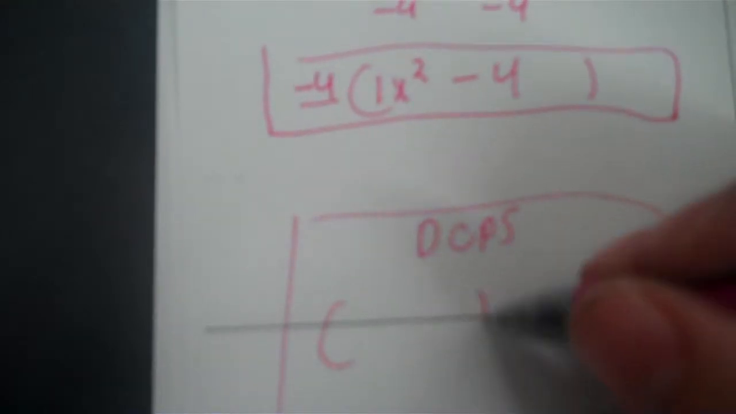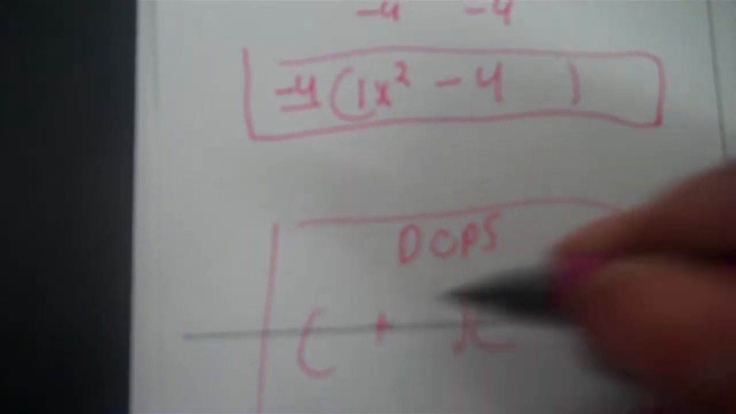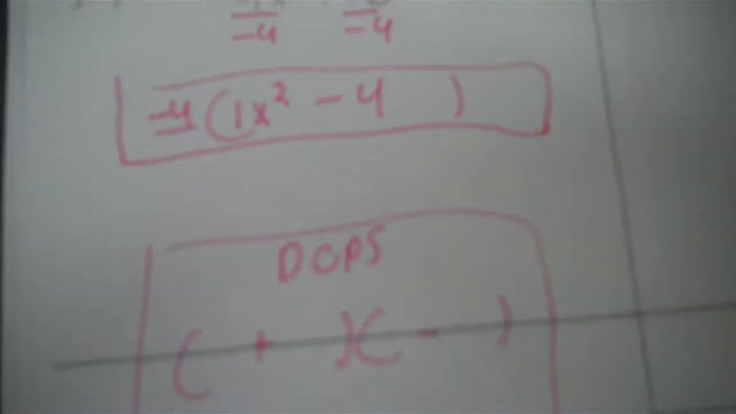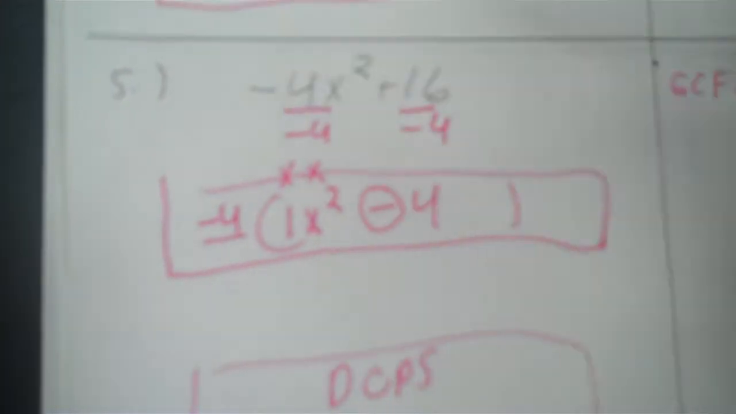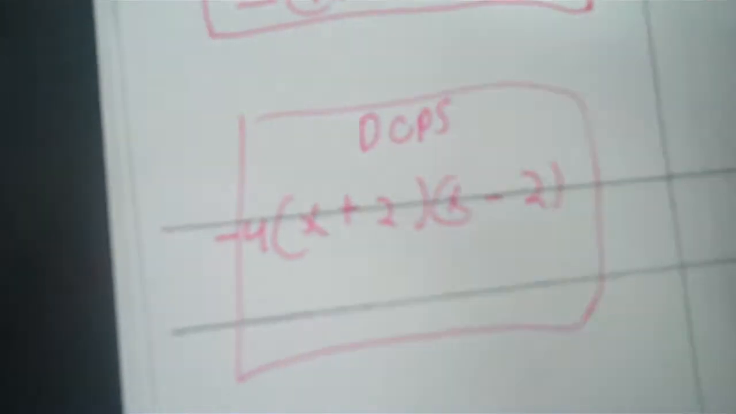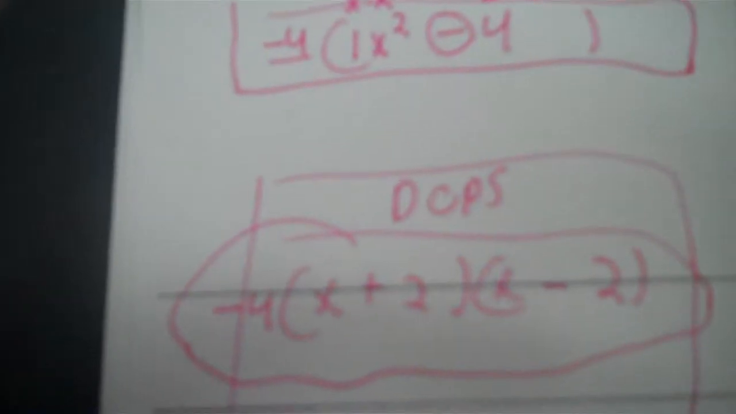Okay, now the DOPS step, I try to see if I have a difference of perfect squares. In the parentheses, 1's plus, 1's minus. Well, we have a minus. 1x squared is x times x, and 4 is 2 times 2. Okay, so x plus 2 and x minus 2, and then that negative 4 we just drop down here. So negative 4 times x plus 2 times x minus 2 is the factorization for that.